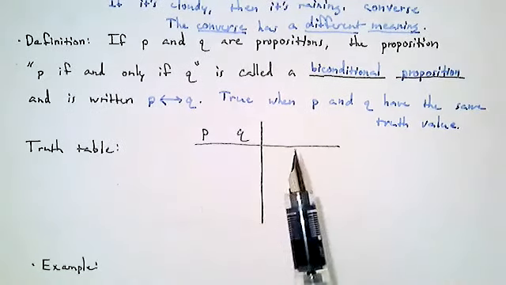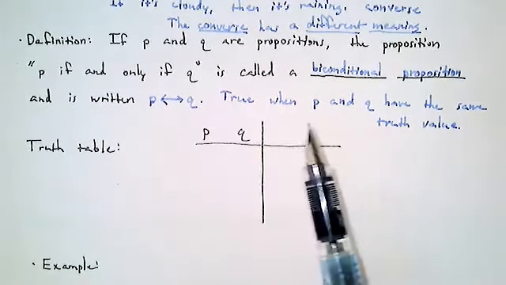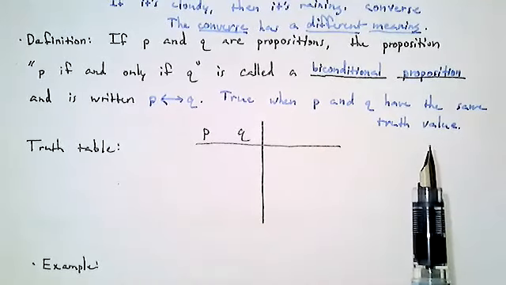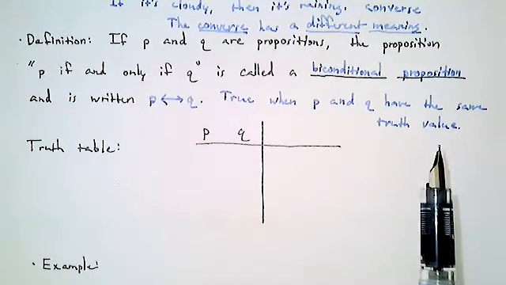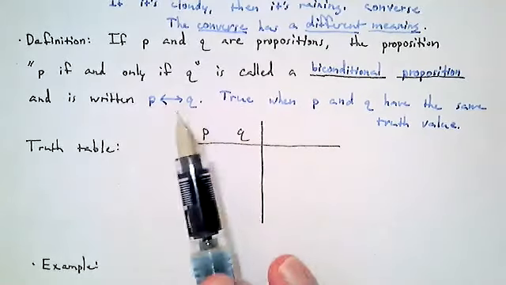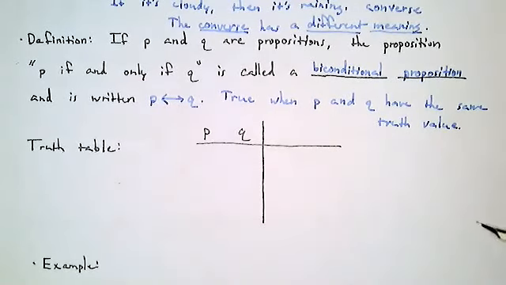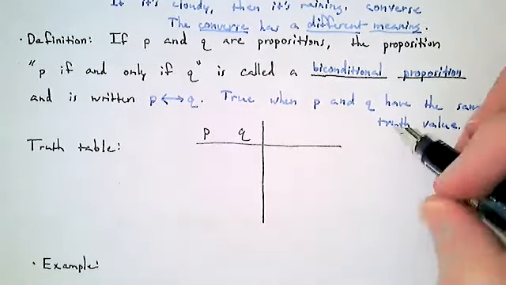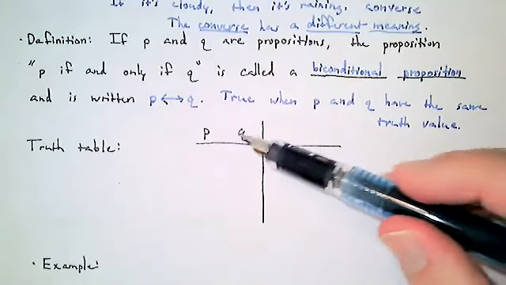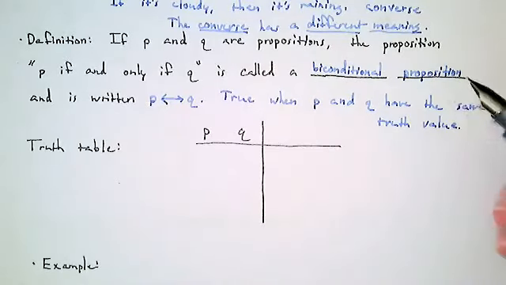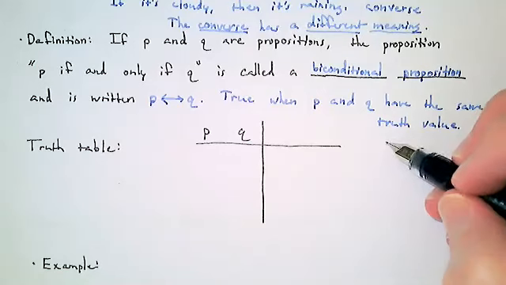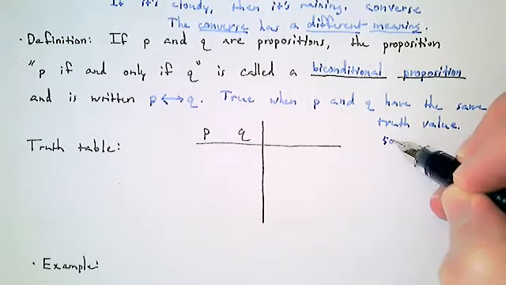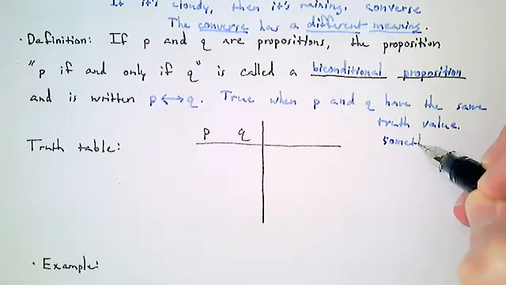So back to this. The biconditional is true when your two propositions have the same truth value. So the biconditional is something like an equal sign. So it's true when they're equal to each other in some sense. So it's a good comparison to have in mind.